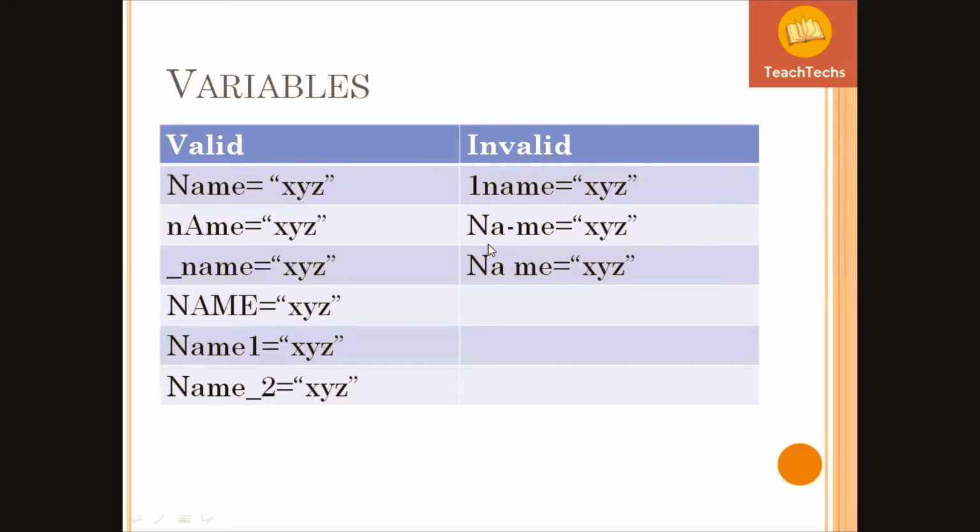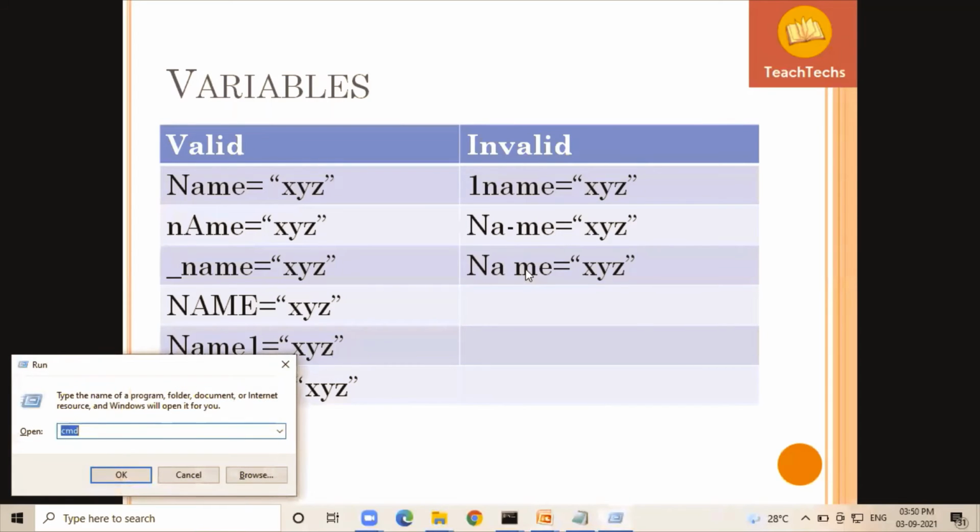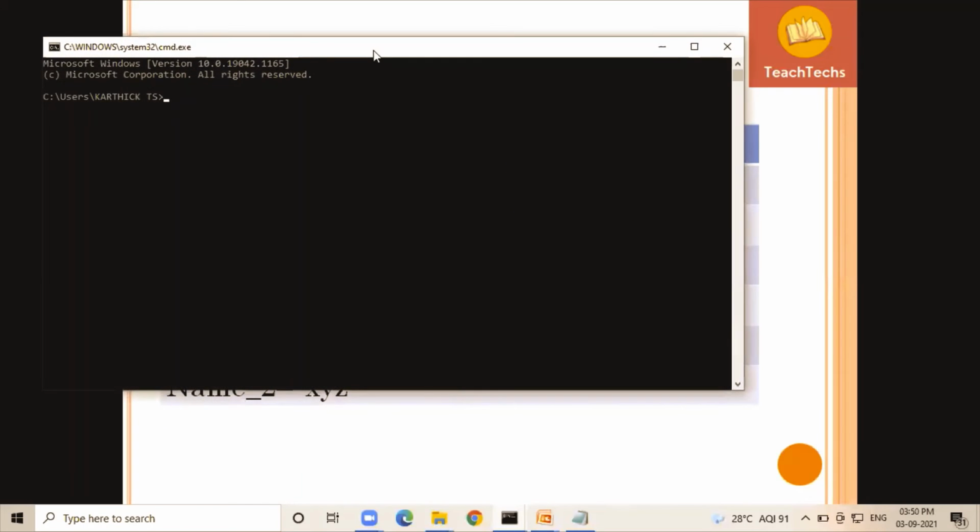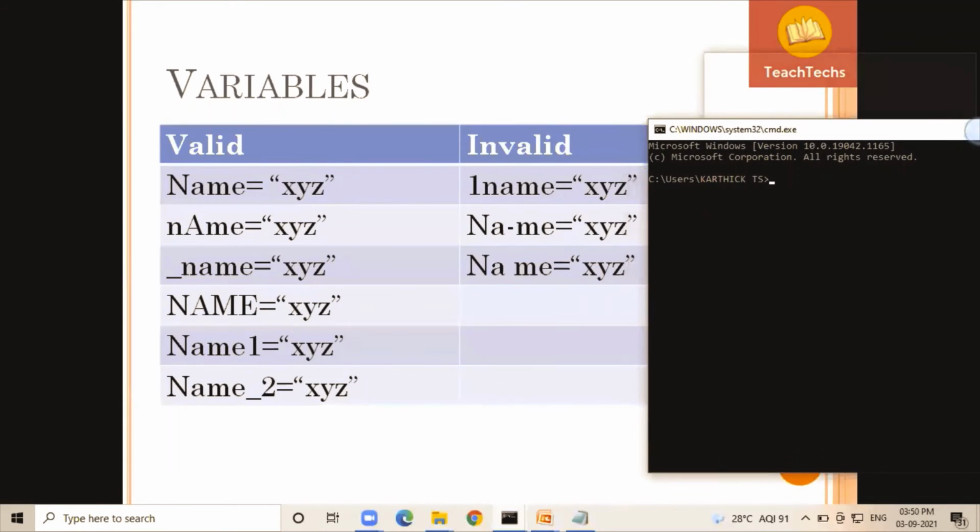These are a few invalid names Python does not support. When you name a variable, we cannot start with a digit. We cannot have a hyphen between the letters of a variable name, and no space is permitted in naming a variable. So let us test the valid and invalid variables.